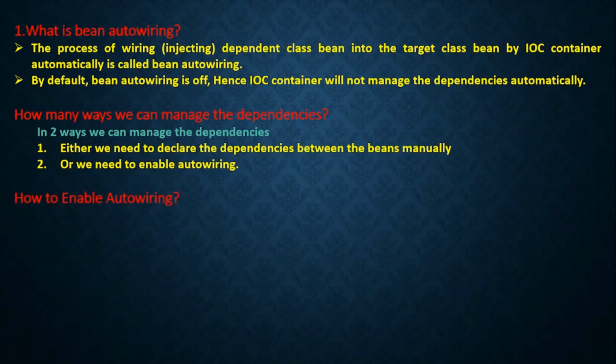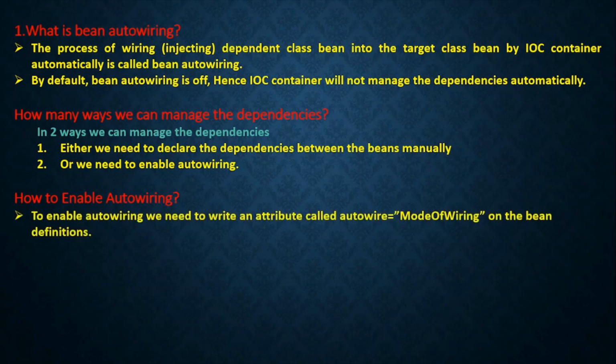Then how to enable autowiring? If you are going to work with autowiring, then we need to enable it. How can we achieve that? For that we have an attribute called autowire, autowire equals the mode of wiring. The mode of wiring means what mode we are going to work with. There are several modes. While working with a Spring application, the dependent bean object will be injected into the target by means of a mode. That mode may vary.